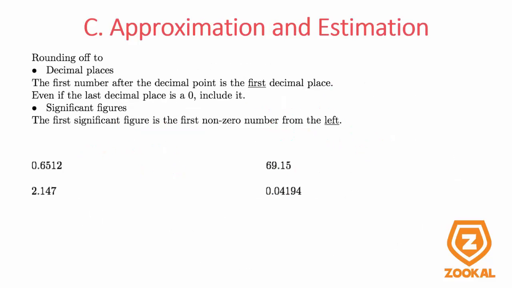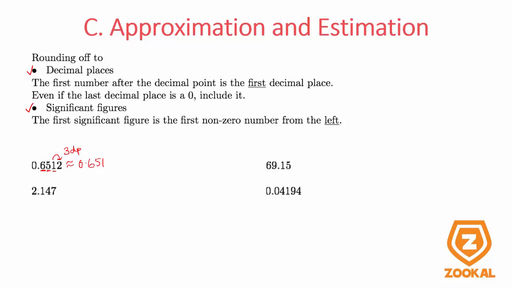So there are two ways that we can round off numbers. We can round off to decimal places, or we can round them off to significant figures. The first decimal place is the first number after the decimal point. So if I wanted to approximate this number to 3 decimal places, what I would do is I would take the first 3 decimal places and look at the 4th decimal place. It is a number less than 5, therefore there needs to be no change to my 3rd decimal place.